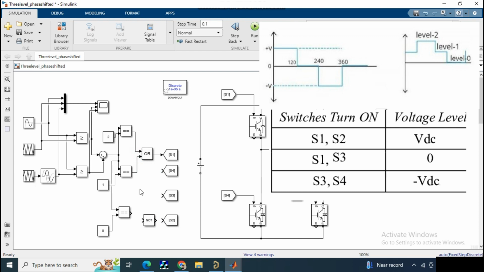Now switch S2 will be on only at the top level, or we can say for the level 2 operation. Switch S3 will be on for level 1 as well as level 0, that means 0 voltage level and minus VDC voltage level. Switch S4 will be on only at the time of minus VDC, or we can say at level 0.